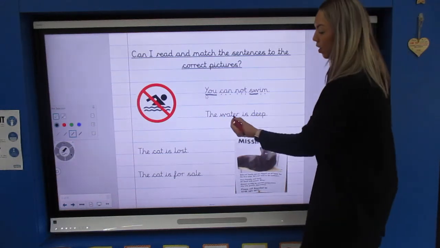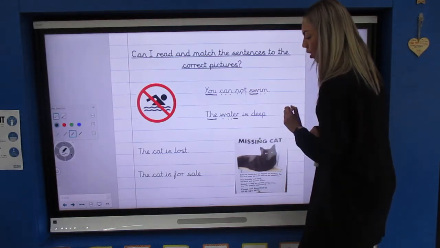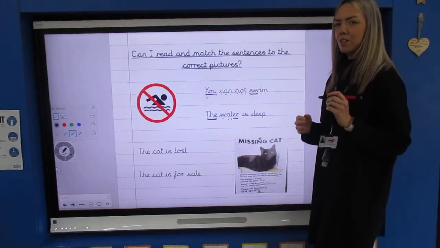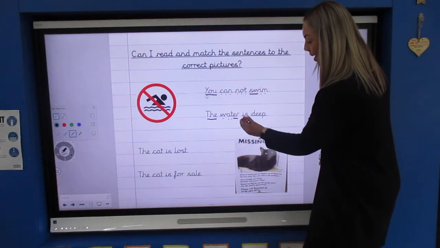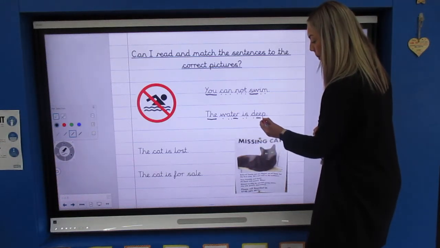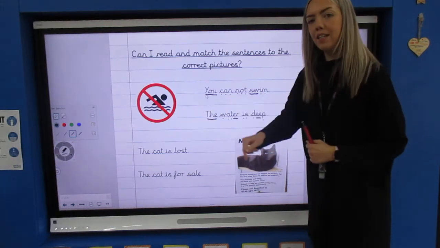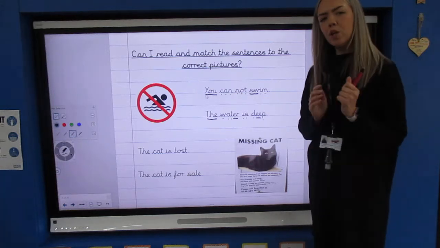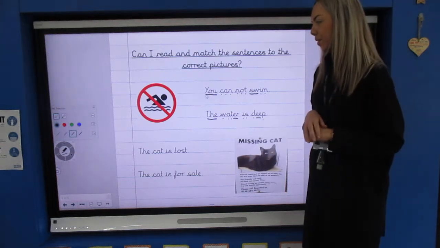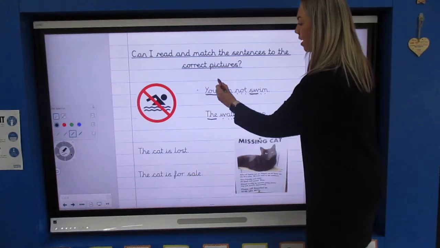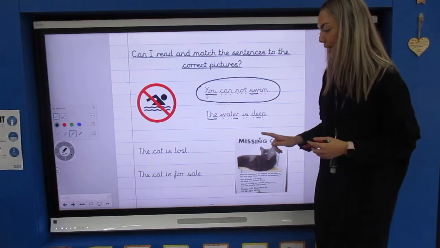So tricky word at the beginning, the, what, at, water. Now I know that it's not water, it's water. The water is deep. The water is deep. So does this sign tell us that you cannot swim, or does it tell us that the water is deep? Have a look. Shout it out. Which one is correct? Big thumbs up, you are right. The sign means you cannot swim. Let's do the next one.